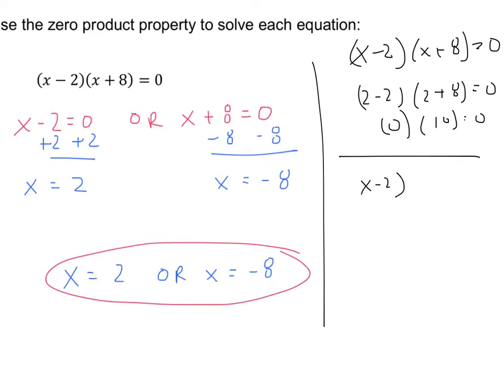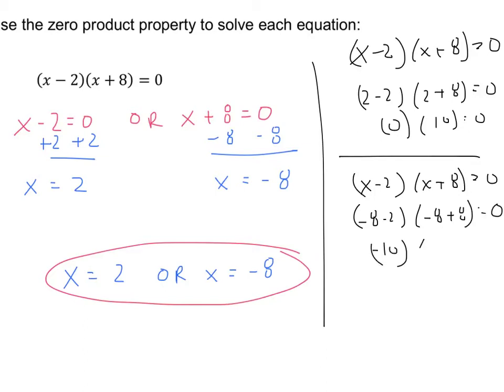What about if x were negative 8? Would this still be true? Right, if x were negative 8, this would be negative 8 minus 2, and this would be negative 8 plus 8 is equal to 0. Right, negative 8 minus 2, that's negative 10. So negative 10 times negative 8 plus 8 is 0. Negative 10 times 0, that's 0. Yeah, that's true. 0 equals 0.